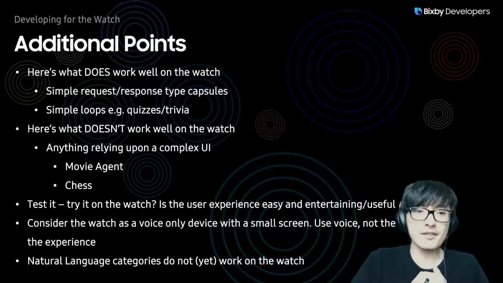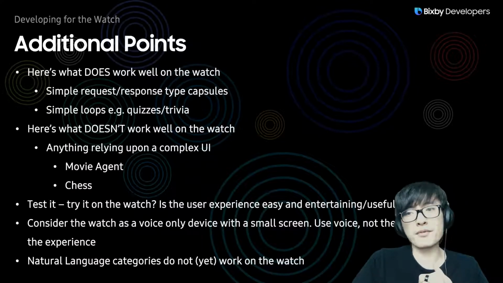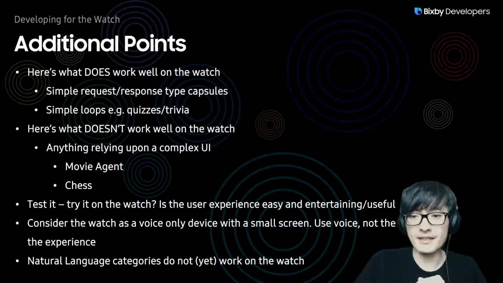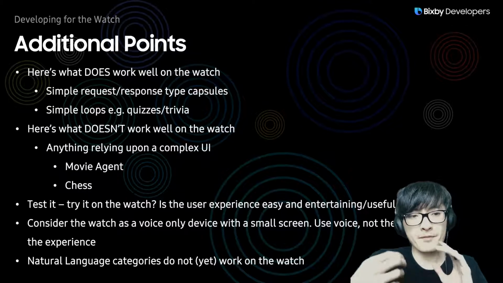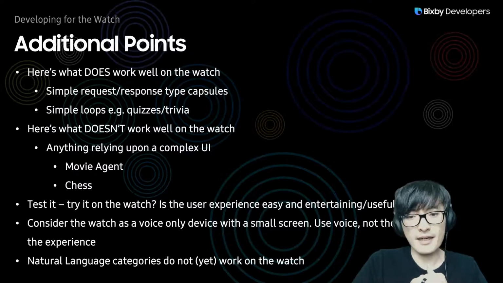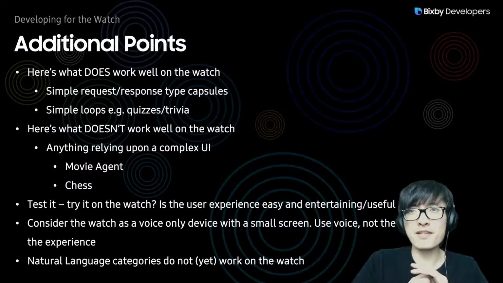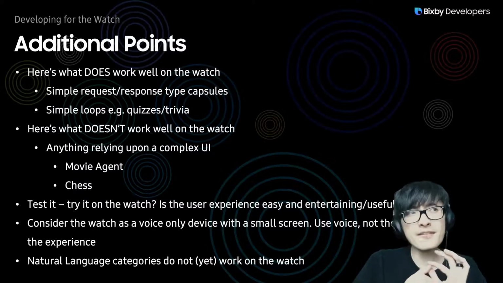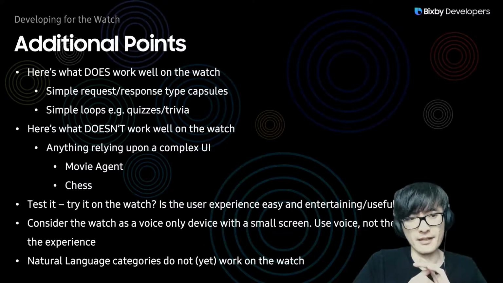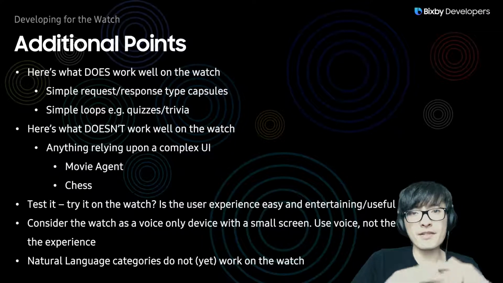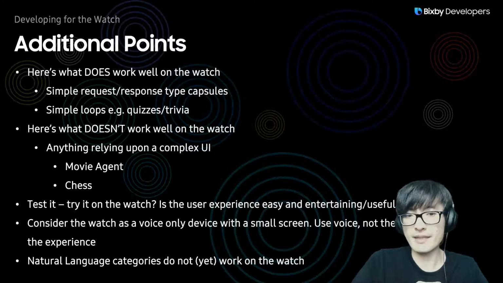Now, some examples that don't work well on the watch would be stuff that is more reliant on a complex UI, like Movie Agent, which shows you a ton of information on the movie and a ton of pictures and things like that. Chess as well is quite questionable. I know someone made the chess for Bixby, which is pretty cool, but I can imagine it being very difficult to see the chessboard on the watch itself. And I believe it might use result views. I'm not sure about that specific capsule, but you'll want to test your capsule a lot in the simulator, and eventually when on-device is available, you'll want to test it on your device and make sure that you're having a good experience with it on the watch.